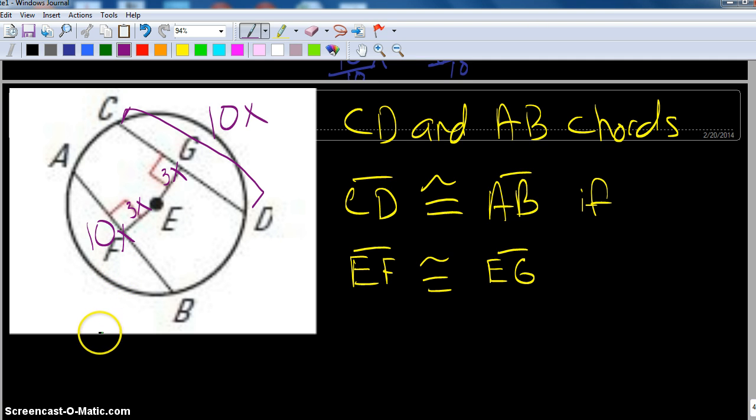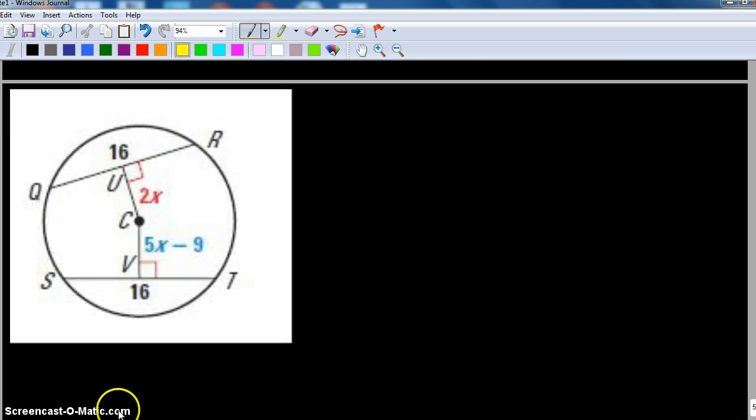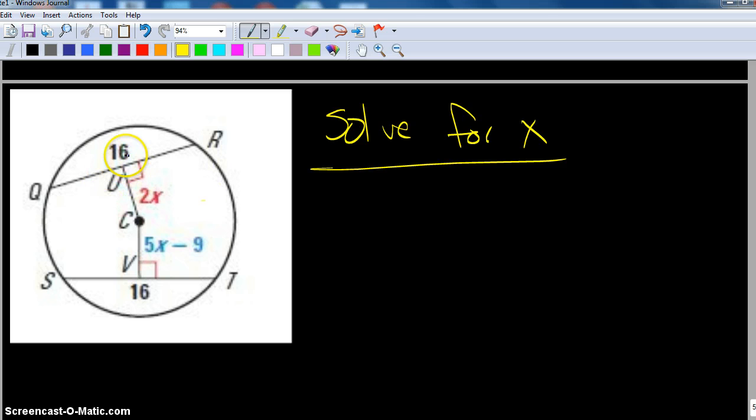So let's go over a question like that real quick. So the question here is solve for x, and they tell you already this right here is 16, so this chord is 16, this chord is 16, and if these two are the same, if they're equal, then the two middle ones are equal. So you can say that 2x is equal to 5x minus 9, and now we solve. But here's the problem. Usually we subtract the smallest x, which would be subtracting the 2x, and you can do it, but it's going to get tricky.